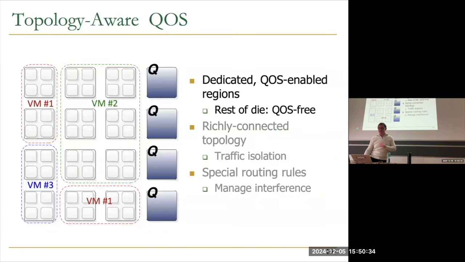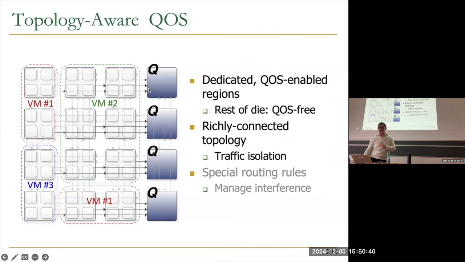Now the question is, how do you get from this part of the die to the shared resources? And the idea is really to use this richly connected topology to enable traffic isolation. Essentially, this sort of network, like multi-drop express channels, gives you the ability to reach this quality of service enabled region from any part with isolation. You just send a request from this express link, if you will. That's the idea, basically. You use the topology of the network to provide traffic isolation.